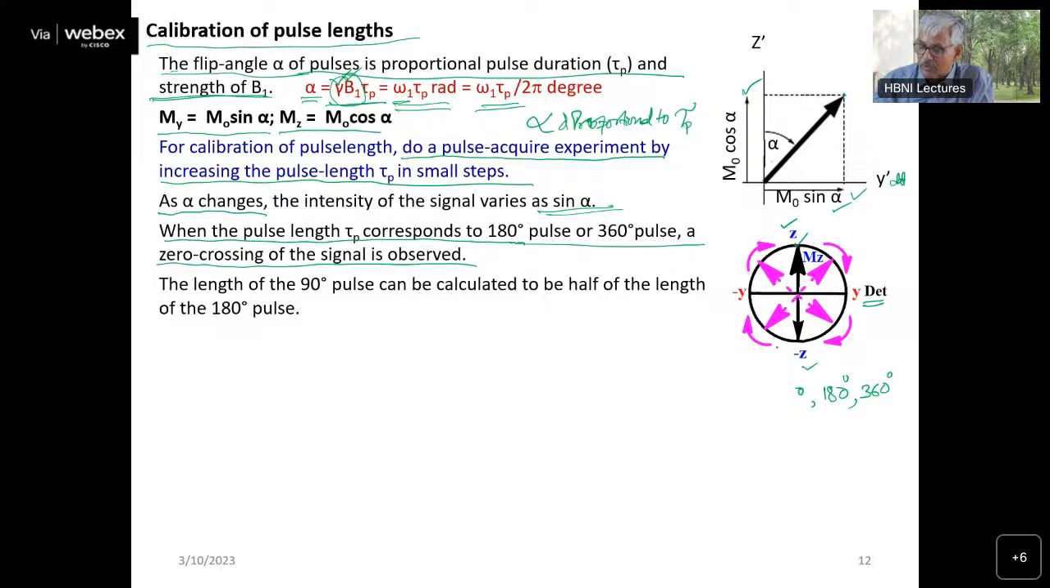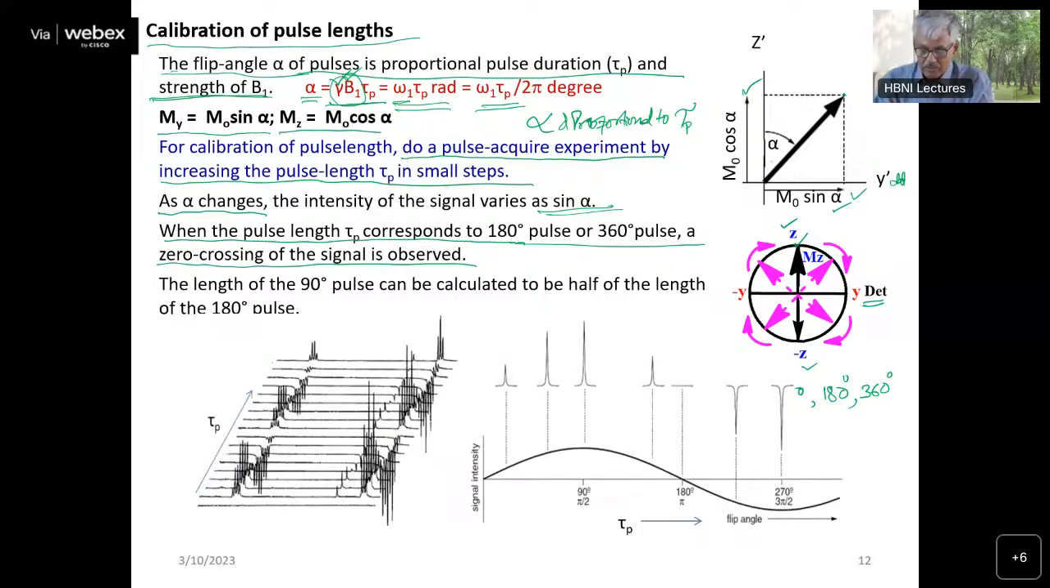So if you keep on increasing the duration of the pulse, you will see that initially it was 0, then it will increase, then it will go negative, and then again it will become 0. I have shown it here. If you see the signal intensity, when it is 0, the signal is 0, and slowly as you increase the pulse duration, alpha is increasing, so there is an increase in signal. When it is 90 degree, it is maximum, and beyond 90 degree it again starts decreasing.